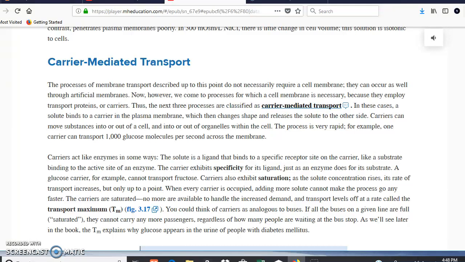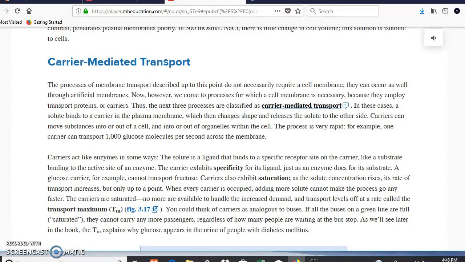The next topic is carrier-mediated transport. In this case, we're going to use a carrier. Carriers are proteins. Proteins are located in your cell membrane. Therefore, all these different processes are going to have the presence of a cell membrane.